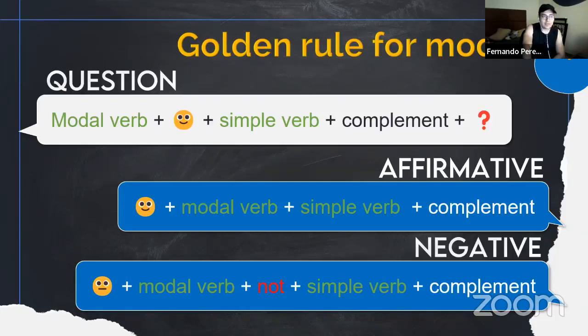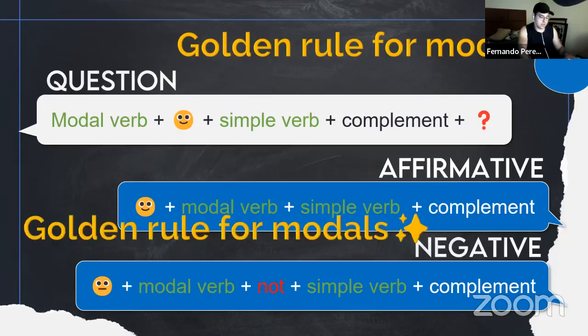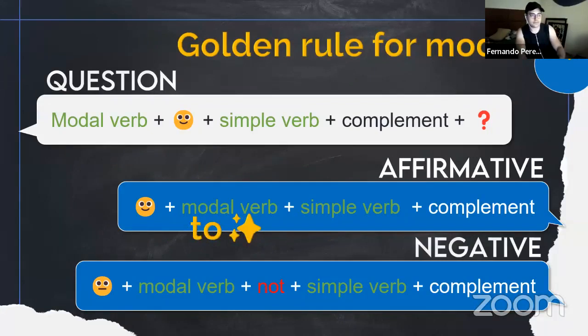This is a very common mistake. Many people use the connector to. This connector is prohibited. Never. Never, please.